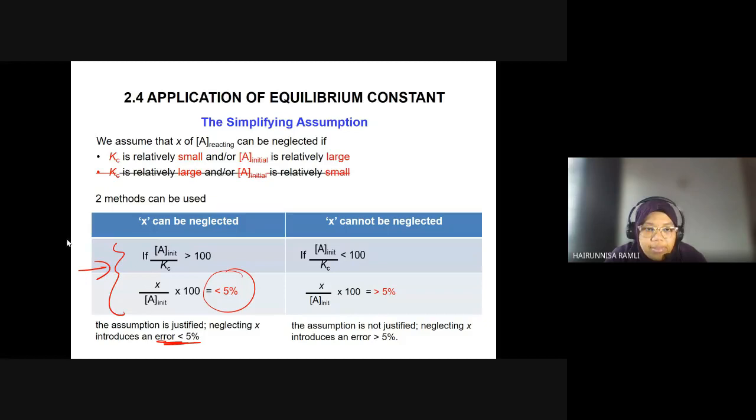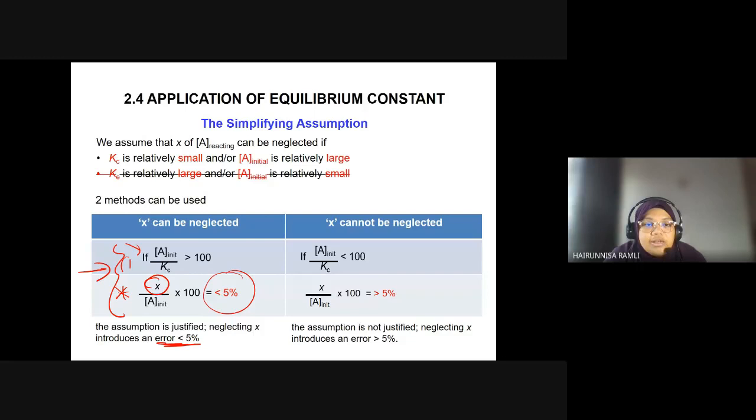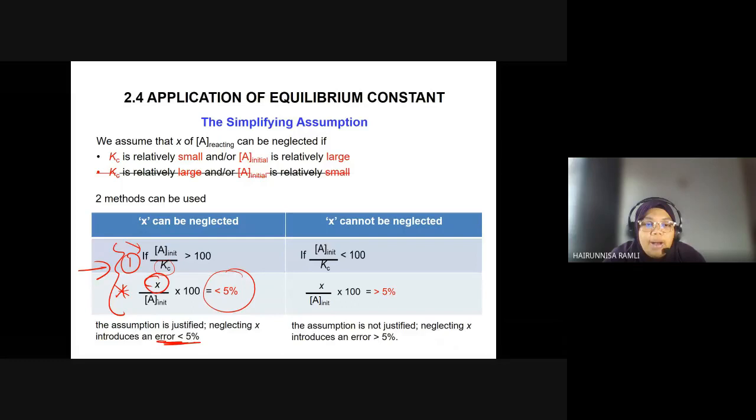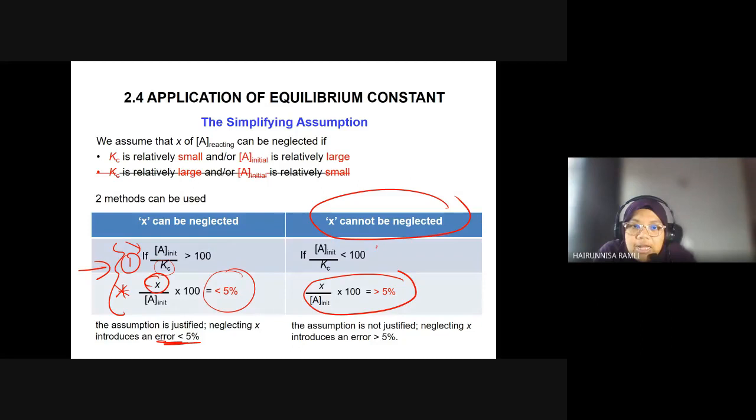The method below is the one people use least, because you have to get X first, then check whether it is less than 5% or not. With the first method you can calculate directly. But sometimes you cannot calculate with the first method because there is no KC, so you have to try and error with the second. You neglect X and check whether the error is less. If it is less, then okay. If it is more than 5%, you cannot neglect X. It cannot be neglected if initial over KC is less than 100, or your error is more than 5%.